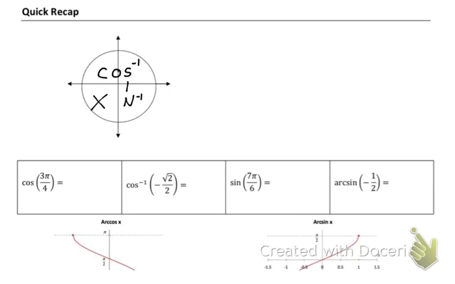Just remember that if you're ever taking the sine inverse or cosine inverse, your answer will always be a degree or a radian. So it will be an angle. So sine inverse or cosine inverse will always result in an angle.